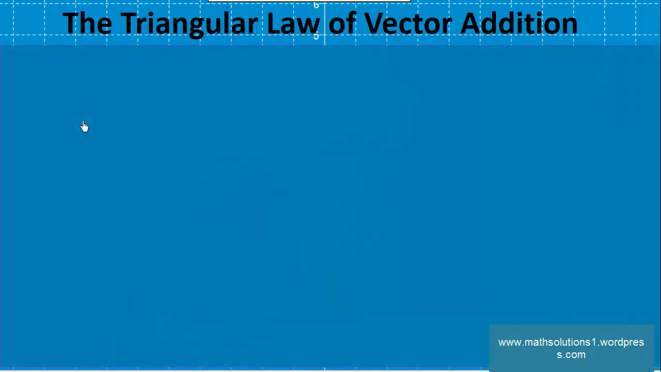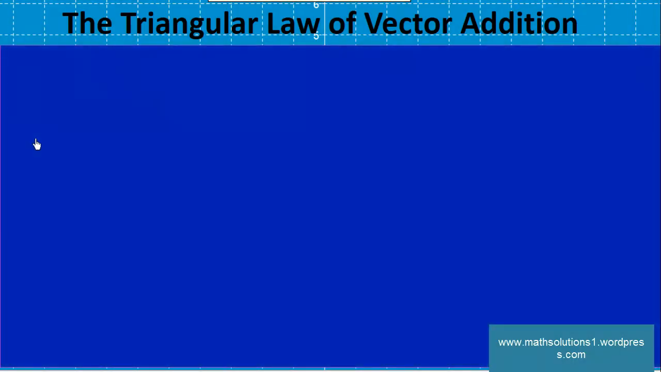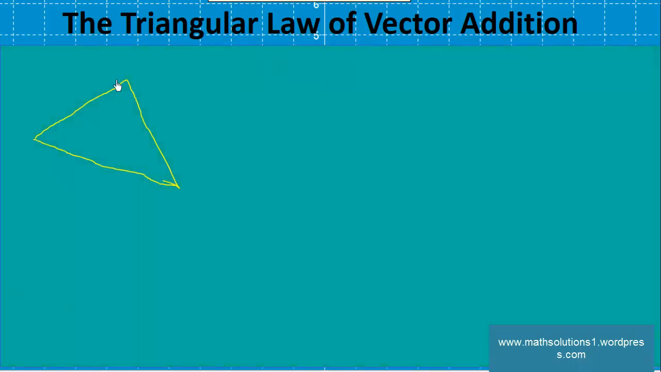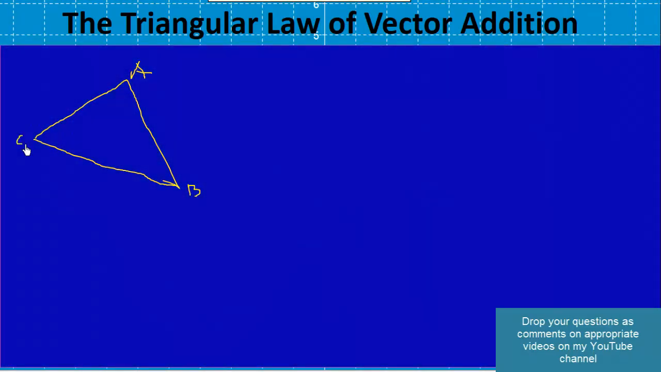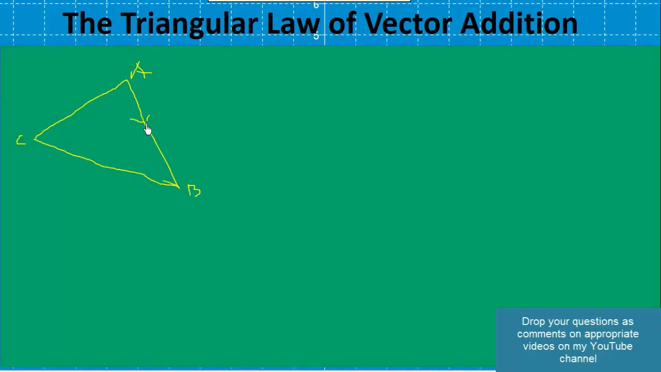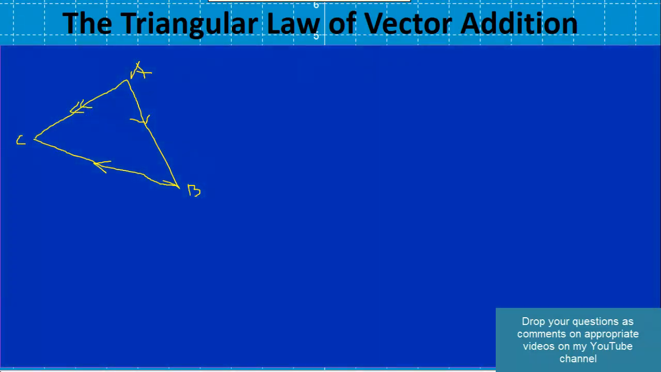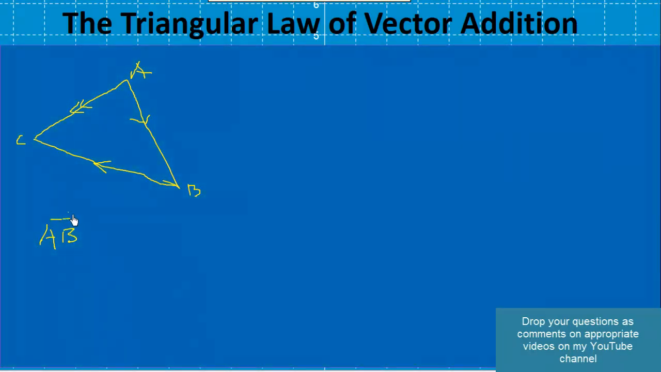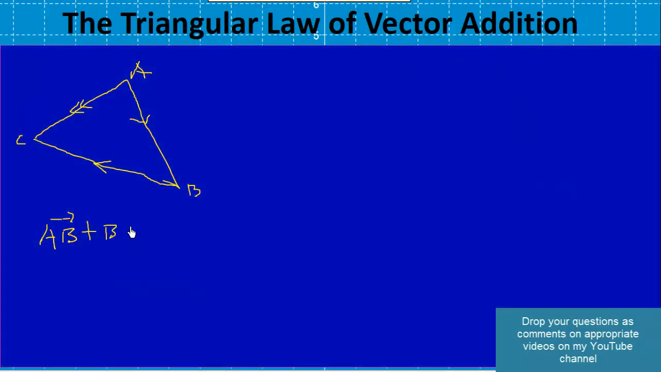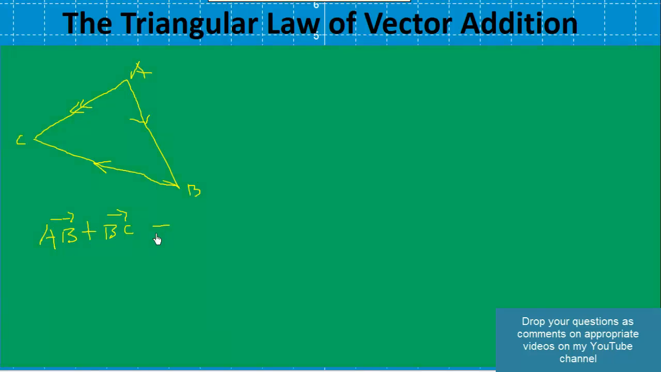So if you have a triangle A, B, C, where vector AB and vector BC are following each other, then they are meeting a third vector, which is the resultant. So we have AB plus vector BC being equal to AC.